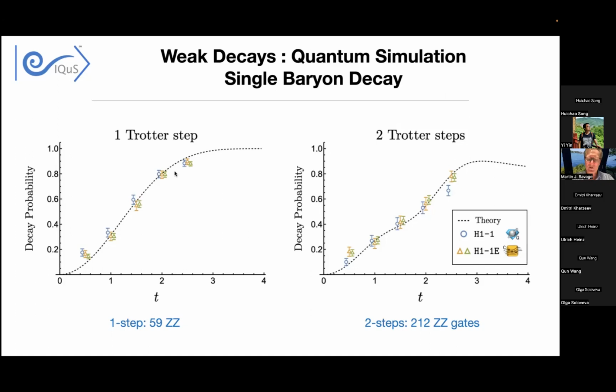Perfect, thanks. Sure. And so in this particular circuit, for 1 Trotter step, it requires 59 entangling gates, the ZZ gates, and for 2 Trotter steps, 200. And you see that by applying a circuit with 200 entangling gates on this quantum device, you actually find completely consistent results with what you would expect. The error bars are from the fact that with the resources available to us, we could only run 200 shots on the actual device and 400 on the simulator. So these error bars are entirely statistical.